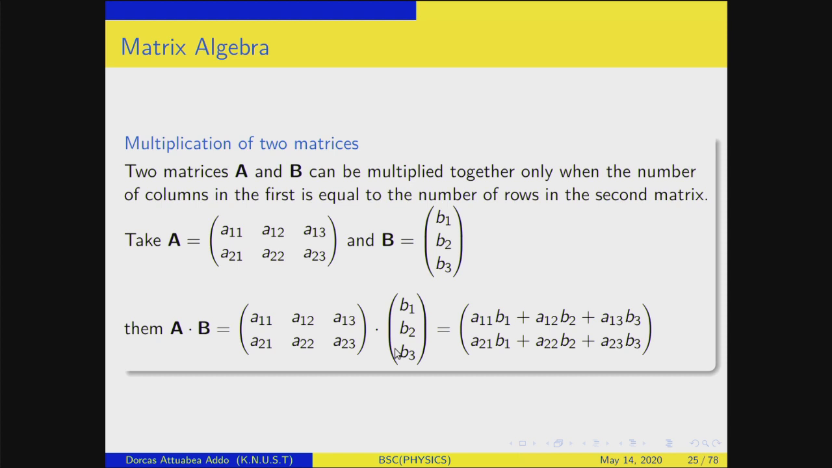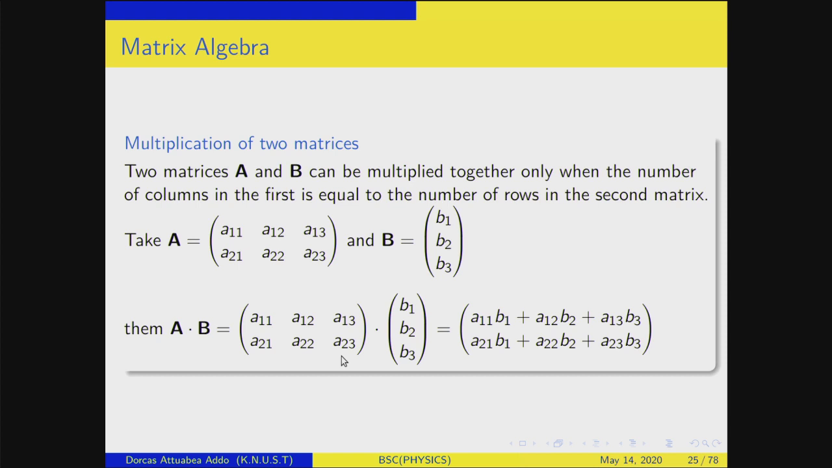Then you come to the second row. So you pick the second row, then you multiply by the first column. So the second row in the first column. This has just one column. So we pick this and we multiply by that.